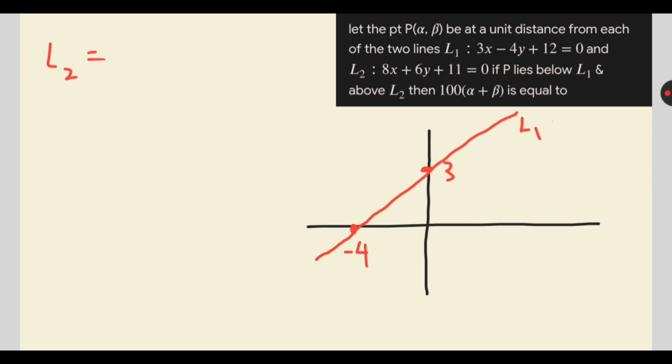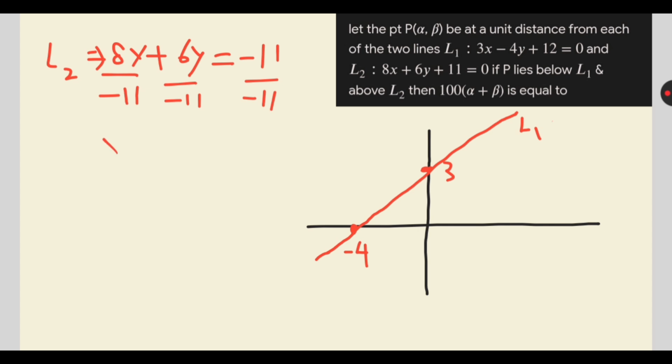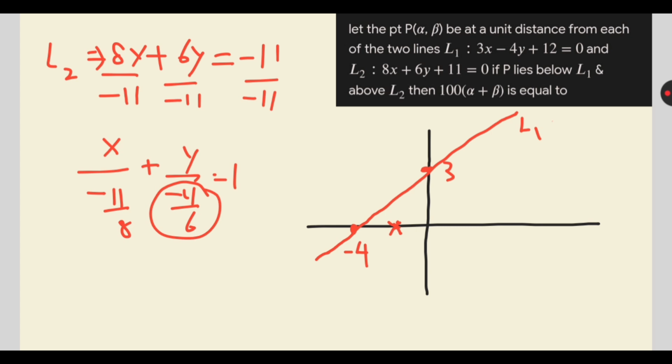The L2 line is 8x plus 6y, that is equal to minus 11. If you divide all the sides by minus 11, so the x-intercept is going to be minus 11 over 8. Then y-intercept is going to be minus 11 over 6, that is equal to 1. So that means 11 over 8 is nothing but 1 point something. That means negative 1 point something comes here, and negative 11 over 6 comes this side. That means if you draw the L2 line, it should be like this. This is the L2 line.